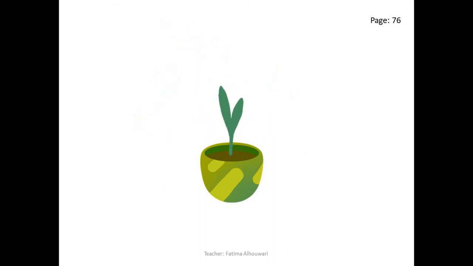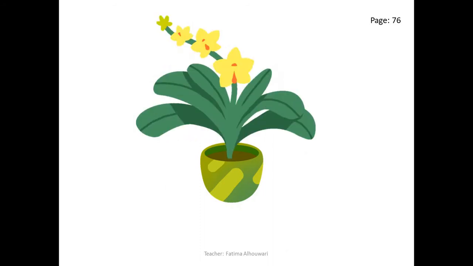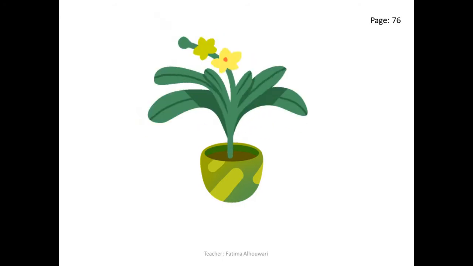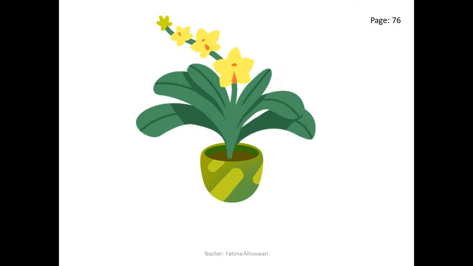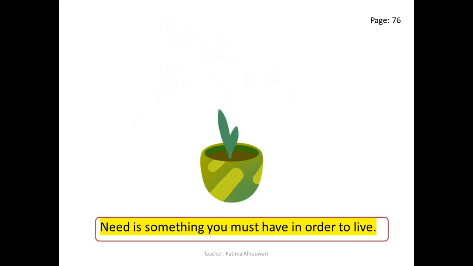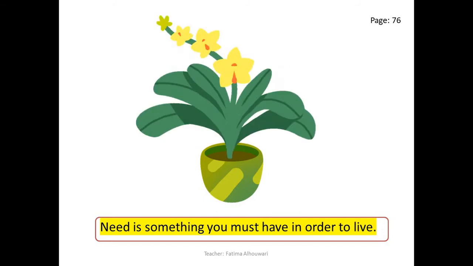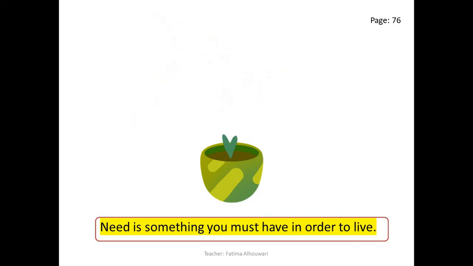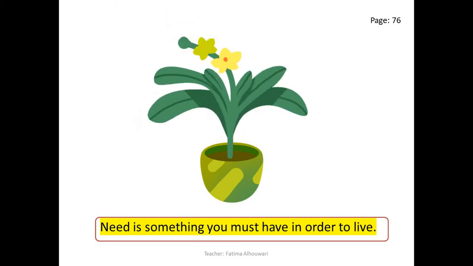Again, grade 1, we said that this plant must get everything it needs in order to live and grow. So, what does need mean? What do you think, grade 1? Need is something you must have in order to live. Again, grade 1, try to repeat with me. Need is something you must have in order to live.